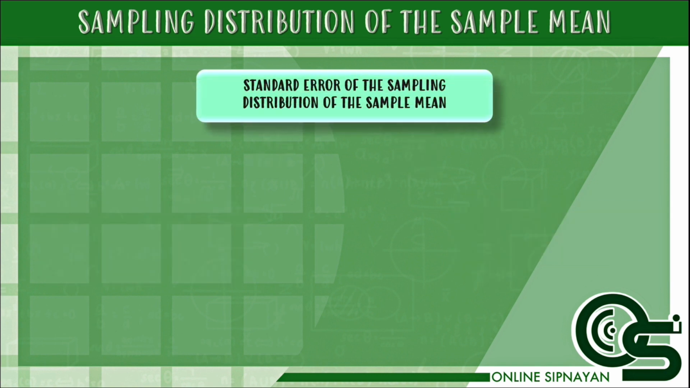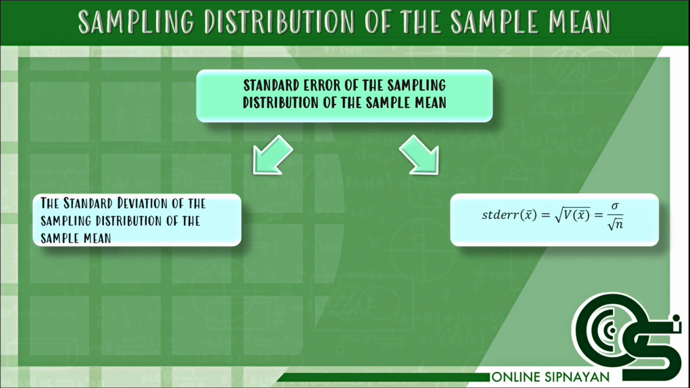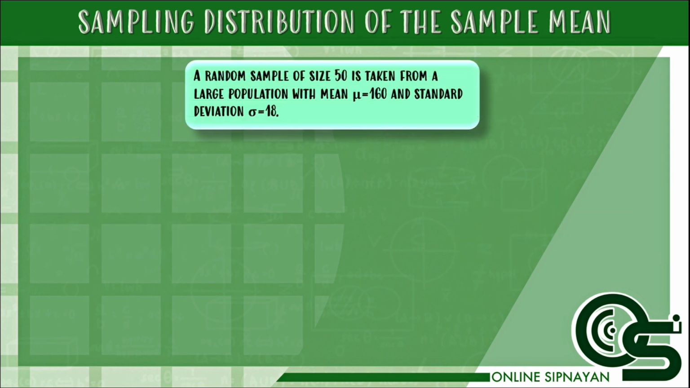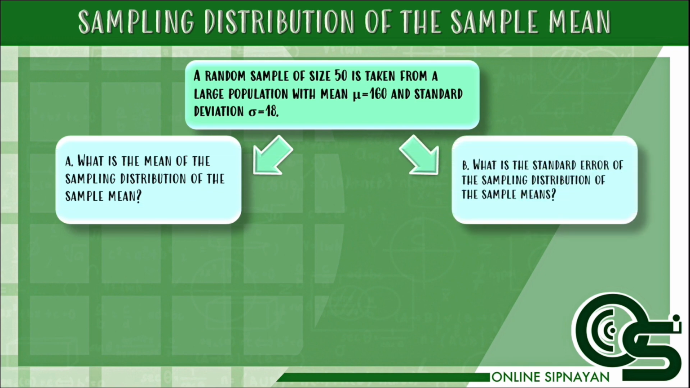The standard error of the sampling distribution of the sample mean is also considered the standard deviation of the sampling distribution of the sample mean. Take a look at its formula. Now, examples. A random sample of size 50 is taken from a large population with mean equal to 160 and standard deviation equal to 18. Now, the question is, what is the mean of the sampling distribution of the sample mean? And then the other one, what is the standard error of the sampling distribution of the sample mean?